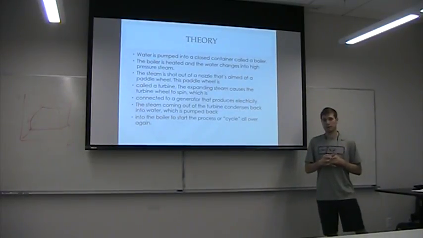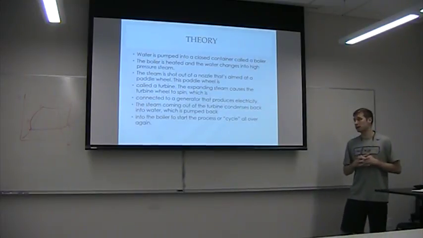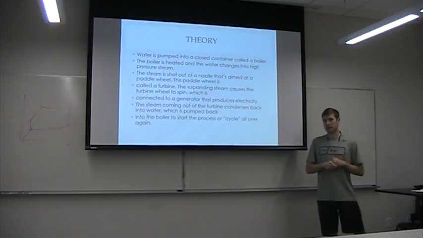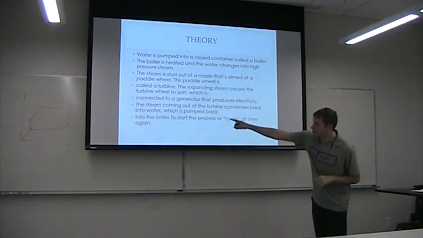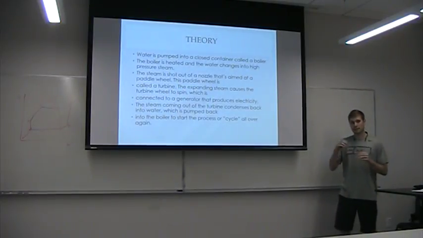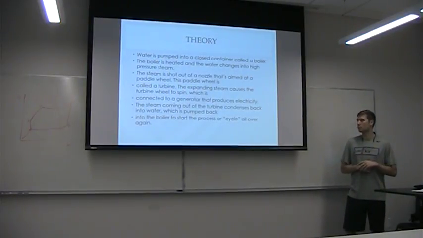The paddle wheel is called a turbine. The turbine produces energy, and the steam coming out of the turbine condenses back into the water through the condenser. You can see temperature coming back down on the graph. That's what the condenser is doing. And this is pumped back into the boiler to start the whole process over again, thus being a cycle.